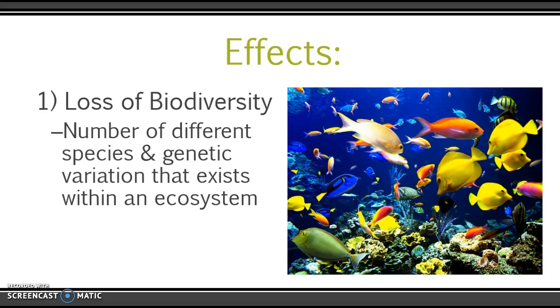So the big problem with our various destructions of habitat has to do with the loss of biodiversity. Biodiversity is a key component in a healthy ecosystem, and it has to do with the number of different species that exist within that one ecosystem, and within each of those species, the amount of genetic variation that exists. So to have a really healthy ecosystem, you're going to have a lot of plants, a lot of animals, and a lot of other organisms living there. And then within each of those species, you're going to have a lot of diversity.